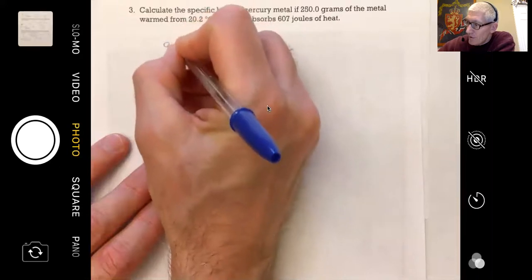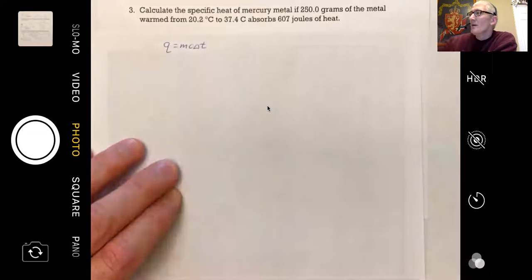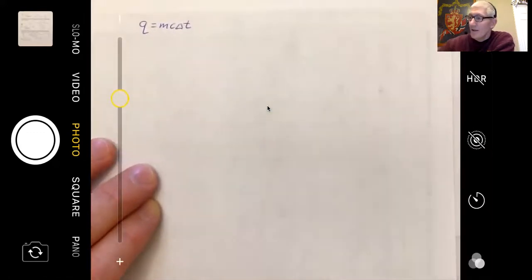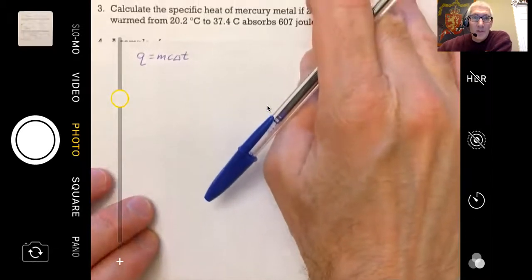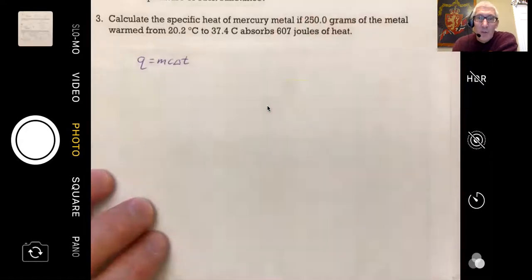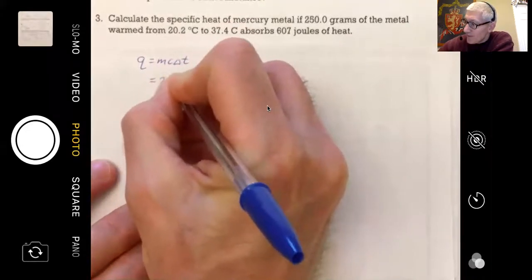We know that Q is equal to MC delta T. I'm going to make that just a tiny bit bigger. All right, there we go. So Q is equal to MC delta T. Let's think about what we know. We know that we've got 250 grams of our substance, so that's my mass.